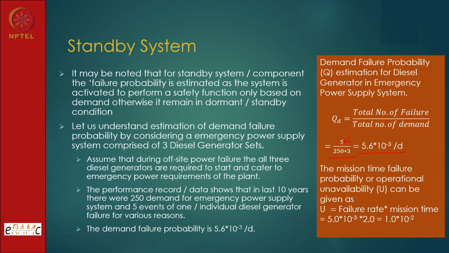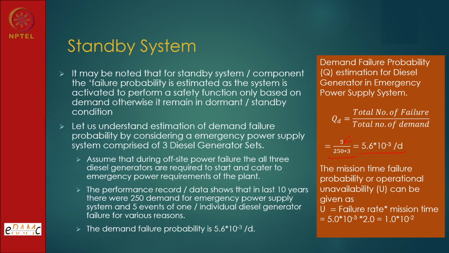So suppose we expect that for the power failure loss, the historical record shows that the mission time was, let us say, 2 hours. Okay. So we take the failure rate we obtained and multiply it by the mission time. Let's say we assume that the failure rate is 5 into 10 to the minus 3 into 2. So we will get the failure probability, the unavailability. Okay. So the mission time probability, the operational unavailability, can be given as, so we got QT also, we got U also, and if I add these two, I will get total unavailability.